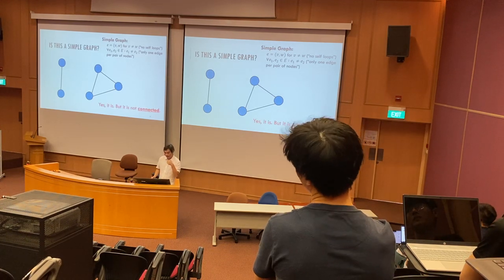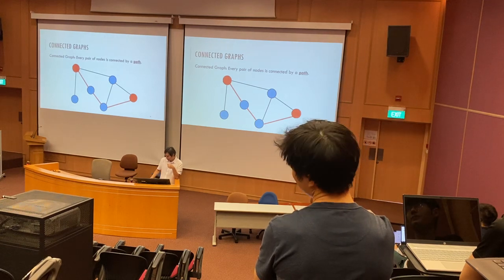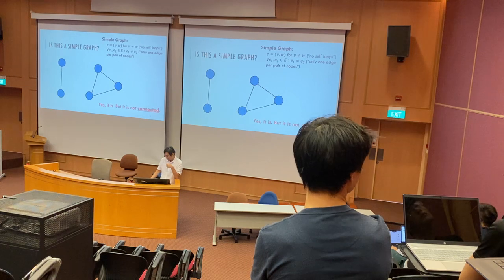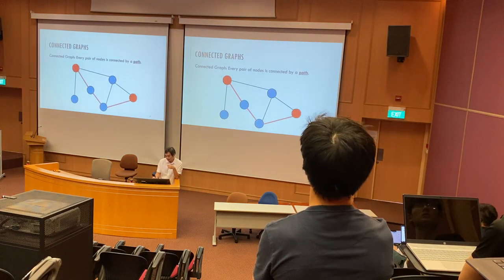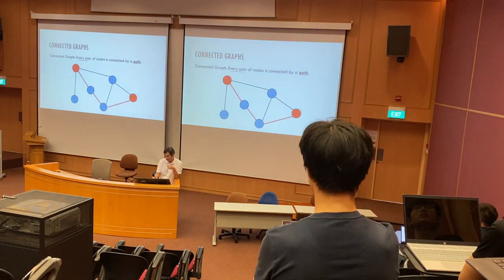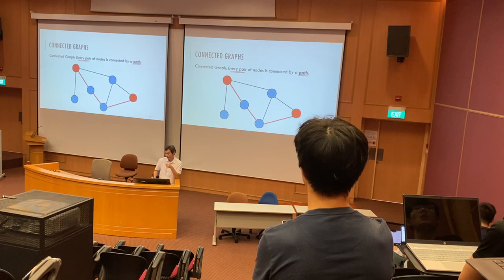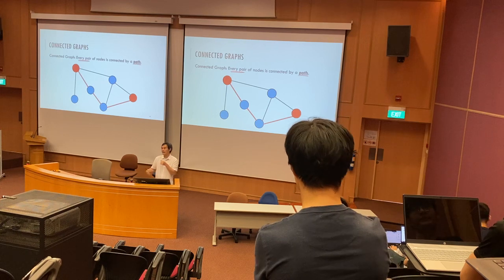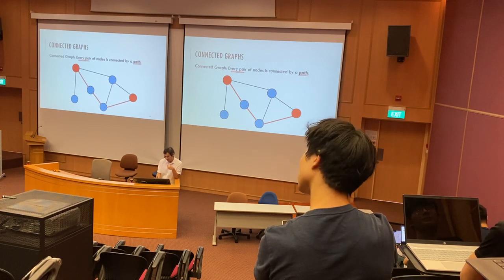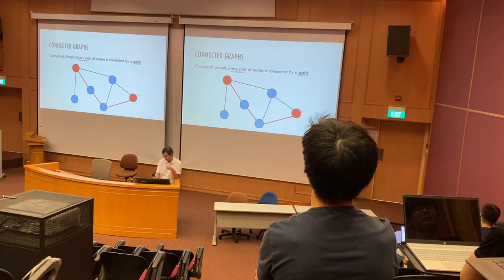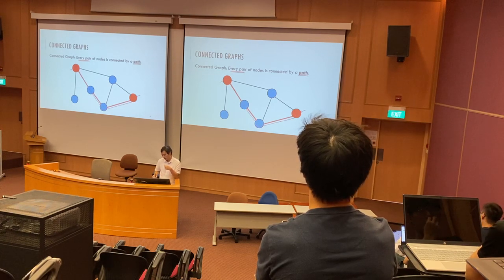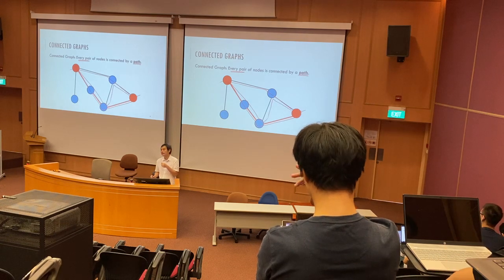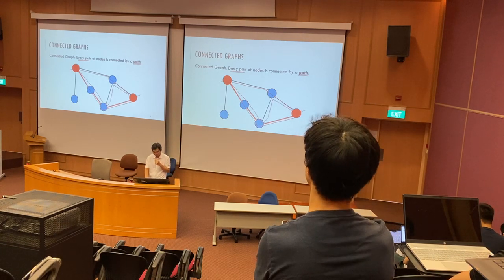You notice that it's impossible to get to this part of the graph from some node here. We say a graph is connected if every pair of nodes is connected by a path. A path, you can take as a very intuitive meaning that you can walk from one node to another. For example, if you want to get from this node to this node, there's a path connecting the two nodes, this one, or even this one.